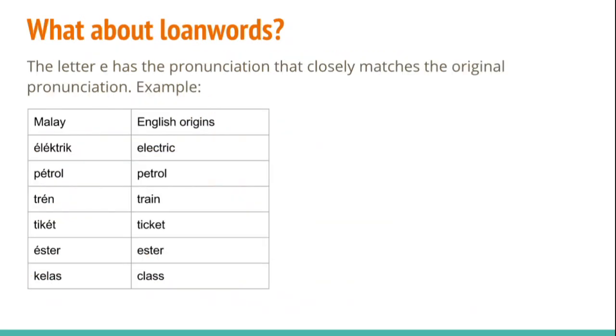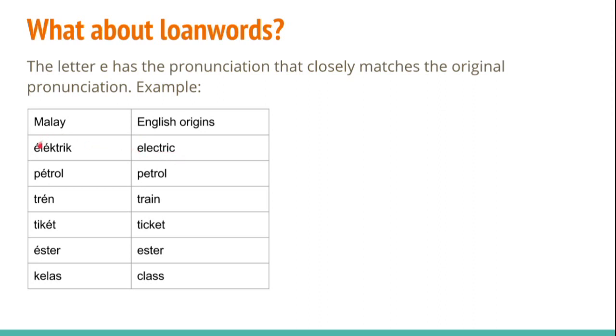Right, and this one. What about loan words? Because the rules just now only apply to Malay sounding words. What about other loan words? Let's take English for example. The letter E will have the pronunciation that closely matches the original pronunciation of the language that the loan word comes from. For example, this is pronounced electric. It doesn't have a totally exact pronunciation as English, but it tries to fairly mimic it.